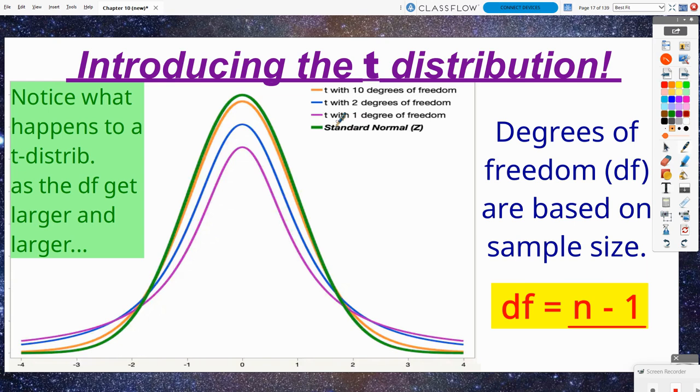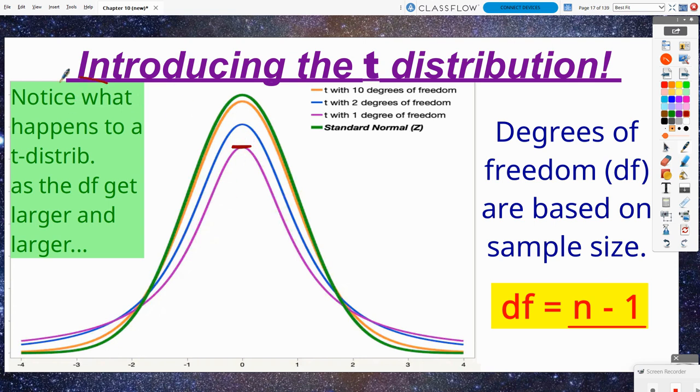So if I had that purple t-distribution and it says this is a t-distribution with 1 degree of freedom, what's the sample size? Well, if there's 1 degree of freedom, the sample size must have been just 2, right? So the smaller the sample size, the smaller the degrees of freedom. The smaller the degrees of freedom, the shorter that t-distribution is.